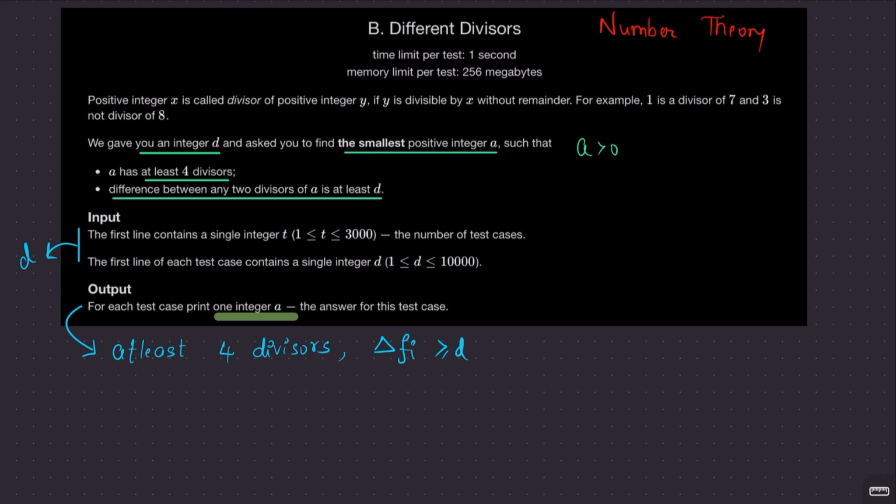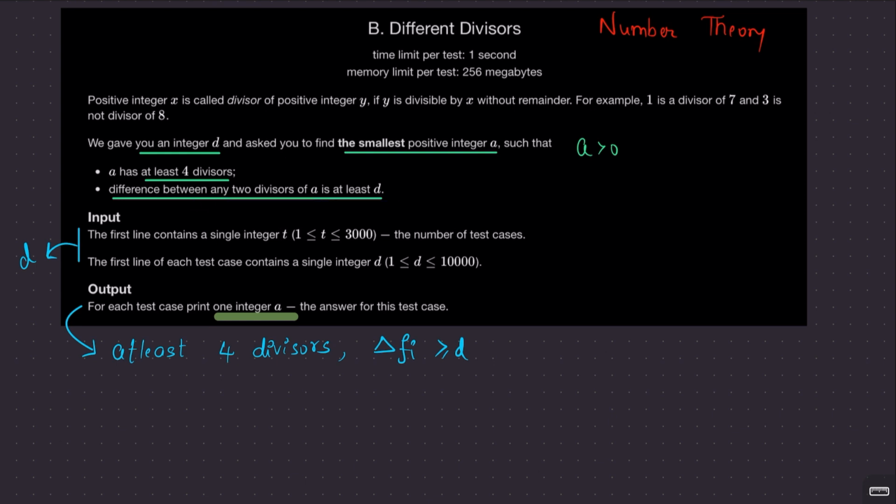Firstly, they have given a definition of what is a divisor. So x is called a divisor of positive integer y if y is divisible by x. Okay, so that is the definition they have given. And then we are given this integer d. This d is a positive integer. We want to find the smallest positive integer a such that a has at least 4 divisors and the difference between any two divisors of a is at least d.